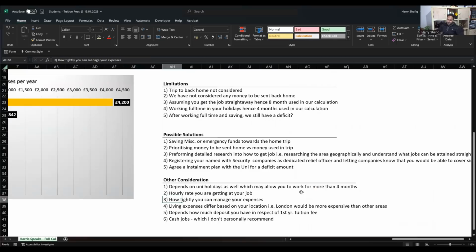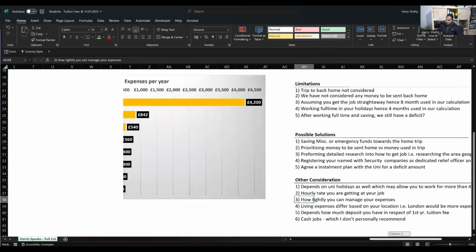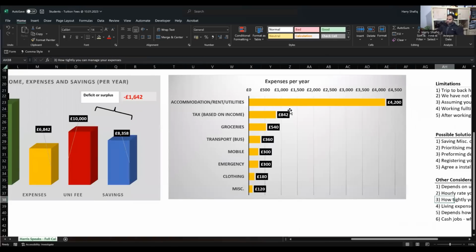How tightly you can manage your expenses, a big one. How can you manage these expenses? Again, your accommodation plays a huge role in your expenses, and to some degree I would say this is beyond your control, and as we speak the accommodation situation in the UK is crazy. Tax again, that's driven by your income, groceries, transport.